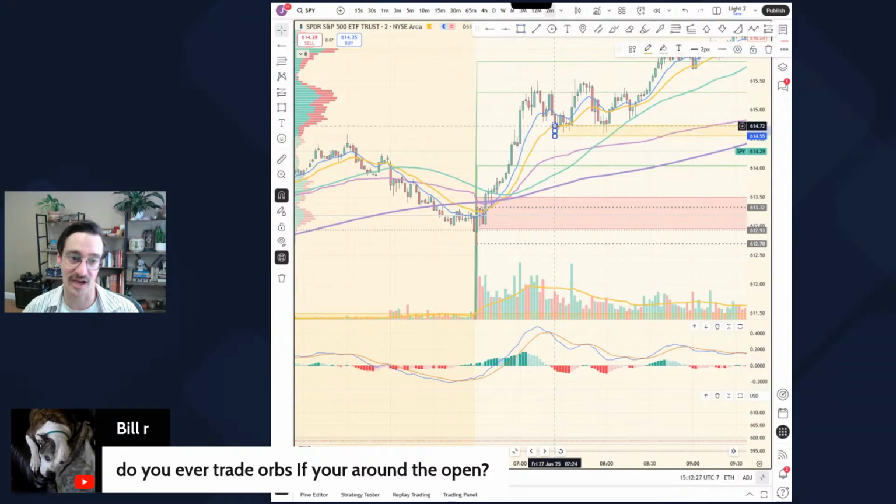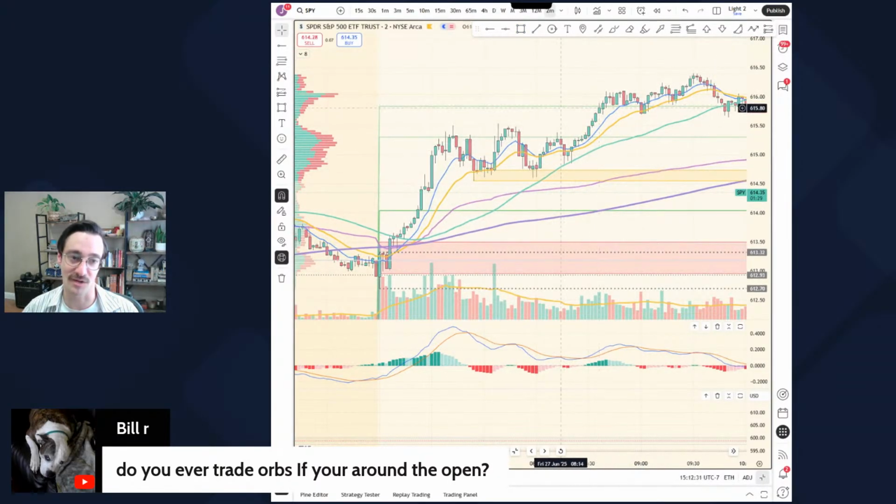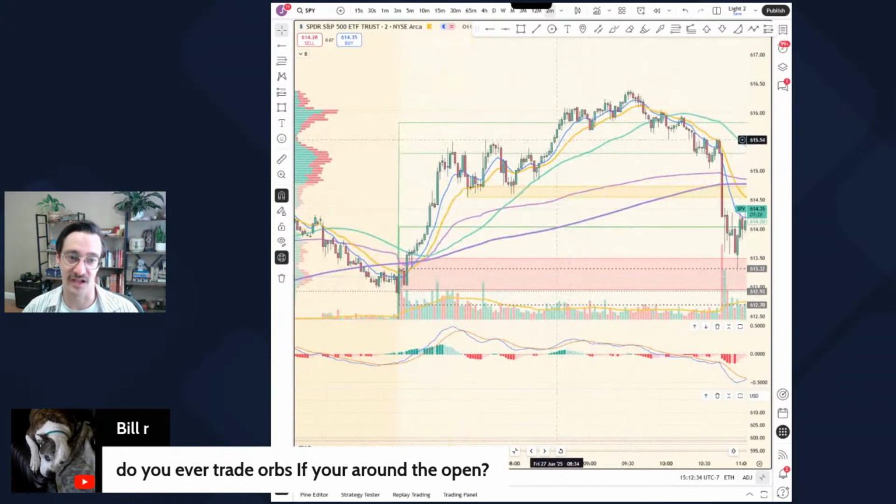I would have drawn this zone out like this. As long as this respects, I'm in the trade. Reclaim the moving averages, good to go. Take more off here. Then we have a topping pattern here.